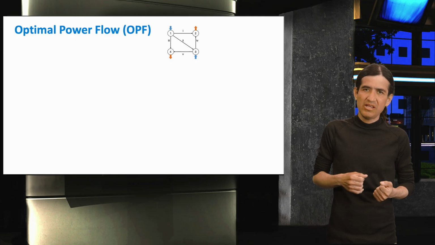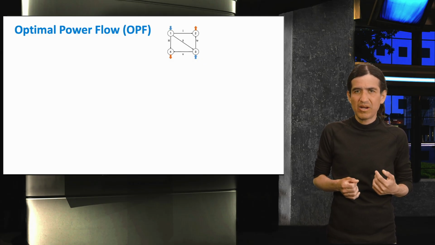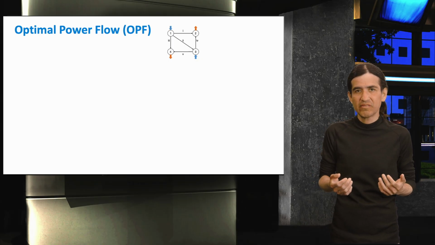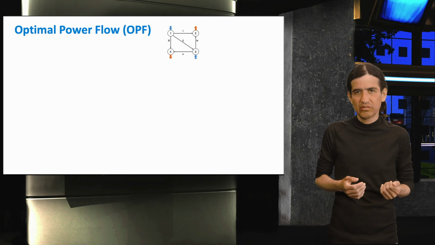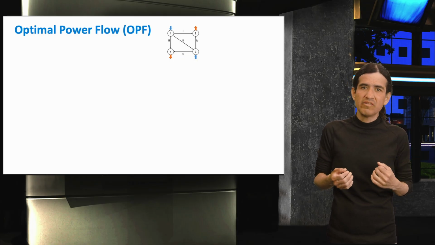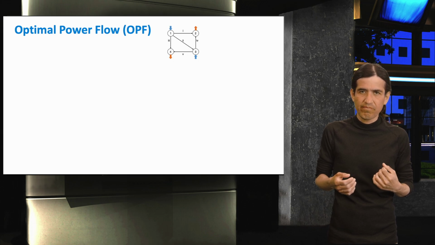Optimal power flow is an optimization problem that determines the best operating point of a power system by minimizing or maximizing an objective function, typically generation cost or losses, while satisfying power flow equations and operational constraints.